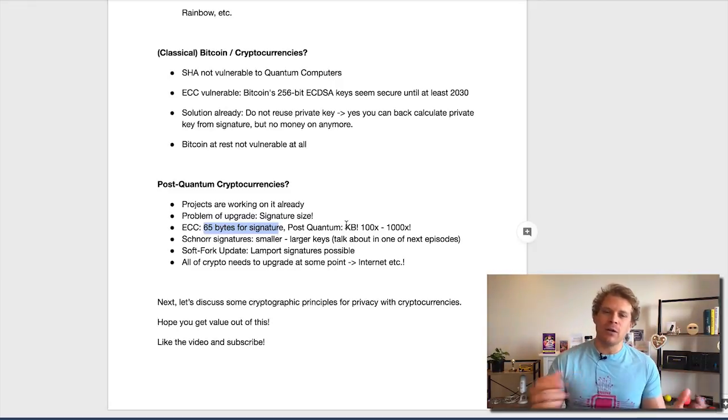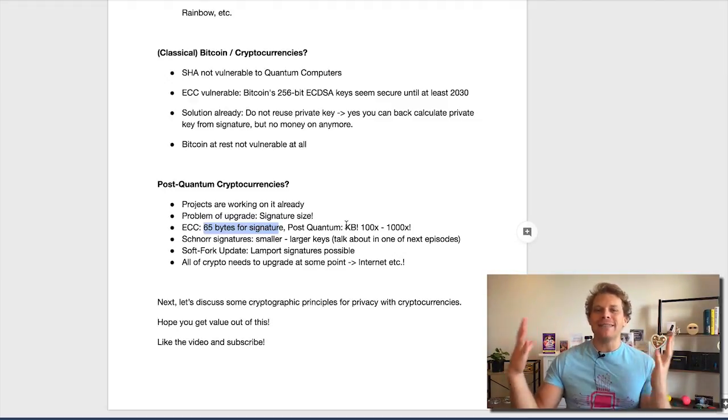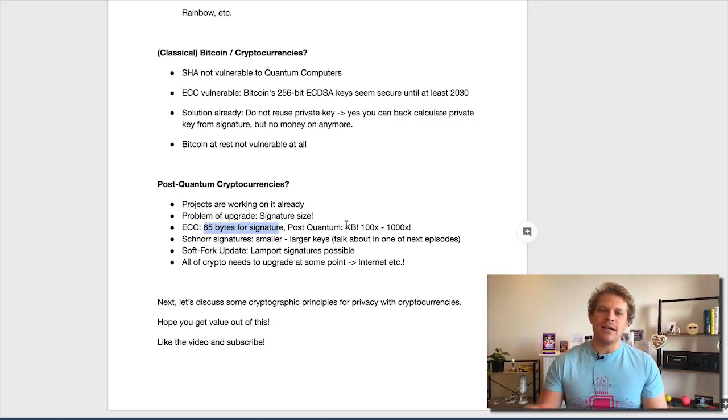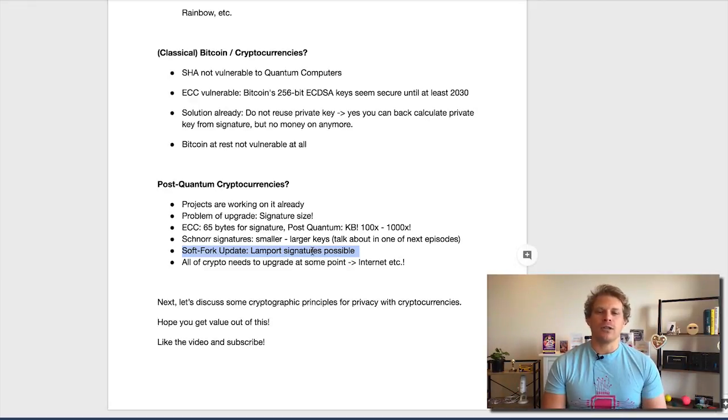Schnorr signatures, something we're going to be discussing in later episodes, allow for smaller storage, so we could have a larger key size and still have the same kind of size. Schnorr signatures per se are not quantum resistant. Some people talk about it, but they're not. It's just that you can scale them a bit better. One thing that would truly be quantum resistant would be those Lamport signatures that we discussed before. The good thing about Schnorr and Lamport is that we could soft fork that, so it wouldn't be an entire hard fork. So that's actually quite good to hear.